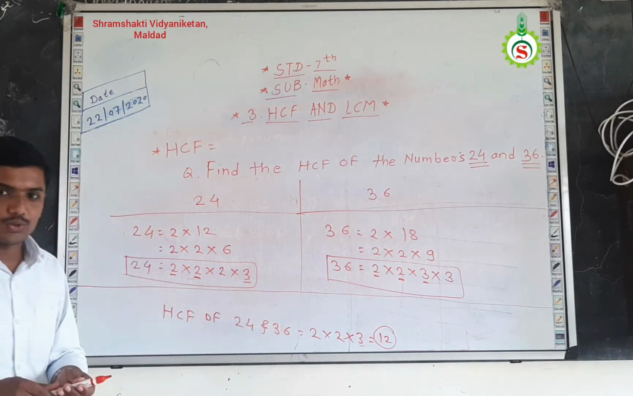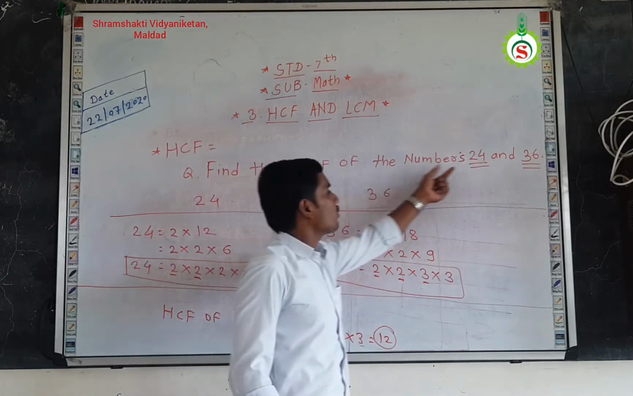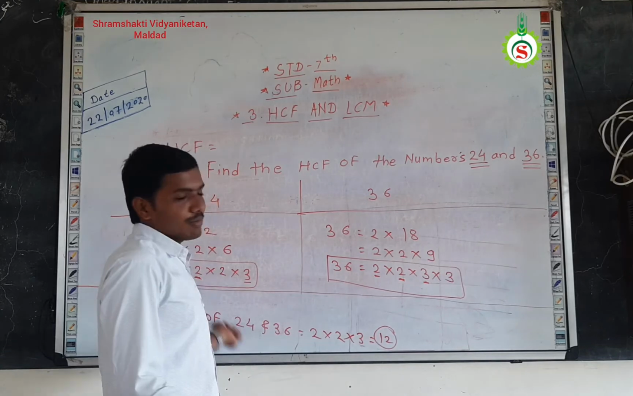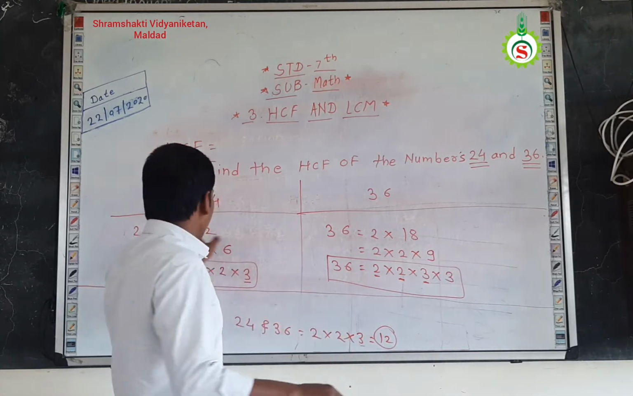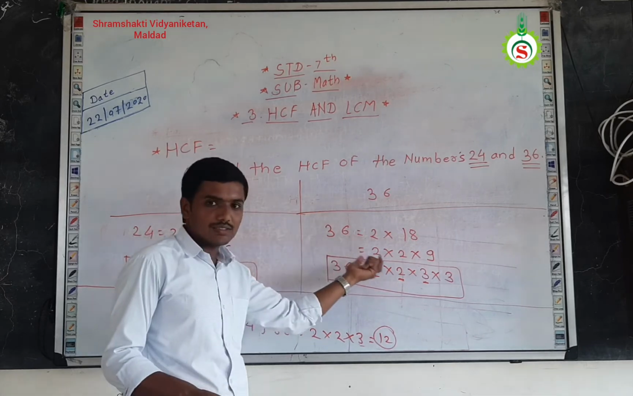That means it is a simple process. What have I done? I have found the HCF of 24 and 36 by the factorization process. For that purpose, what did I do firstly? I have done the factorization process for 24 and 36 by the vertical method.